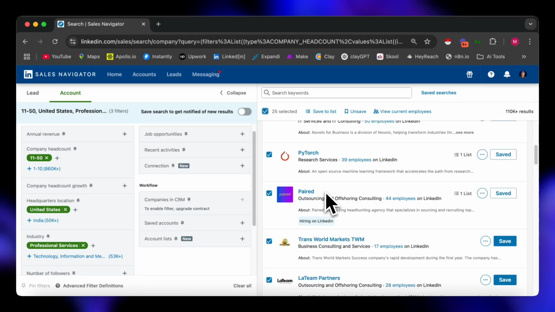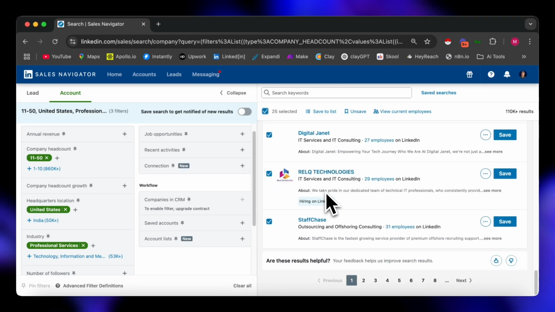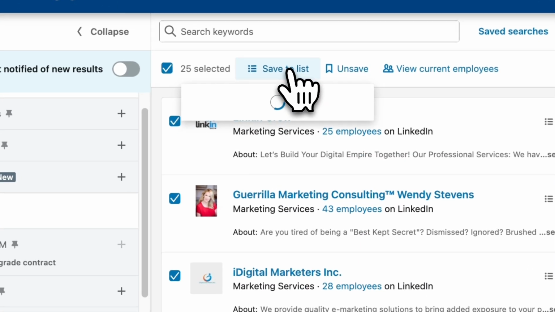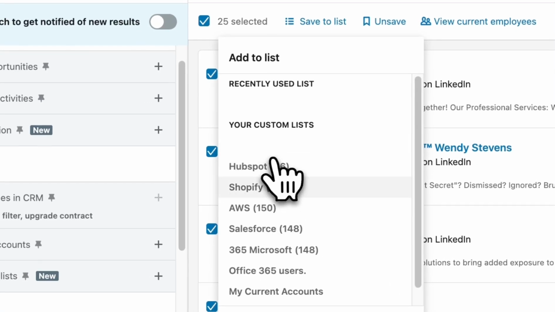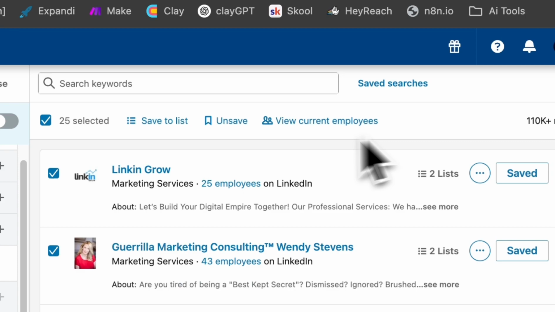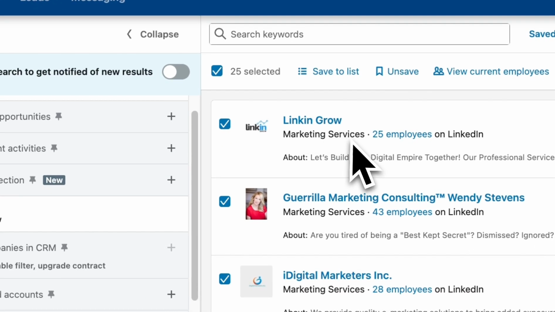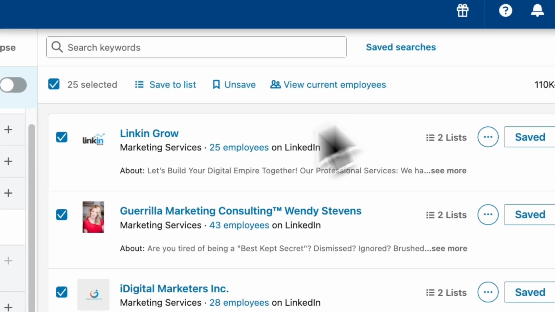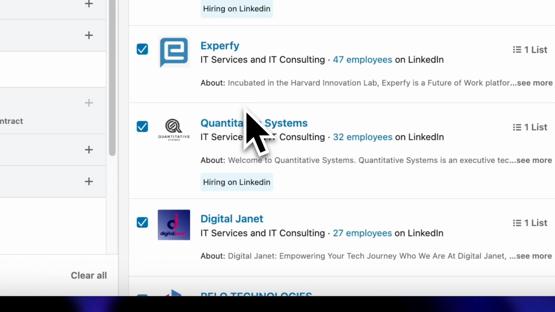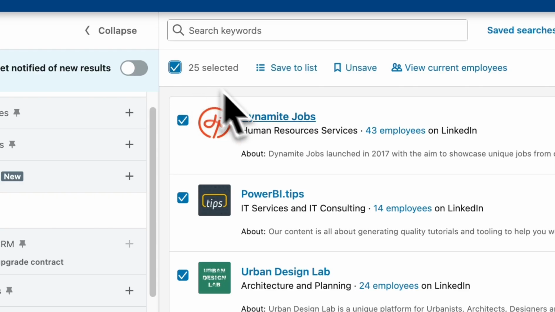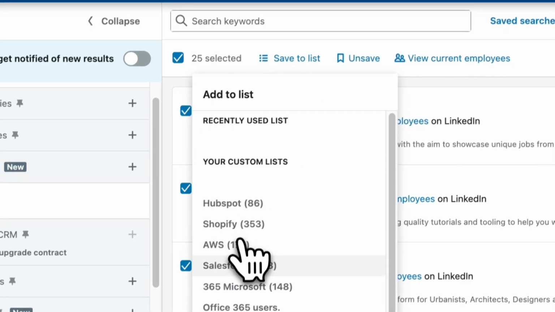But if we only have 25, that is only page one. And what we would have to do in theory, which is not impossible, is we would have to add them to a list. We can choose any one of the lists, AWS, whatever, it doesn't matter. We're just running a tutorial here. And we've now saved 25 people to the AWS list. And we would have to go down to page 2, select all again, and then go into the list and save it.